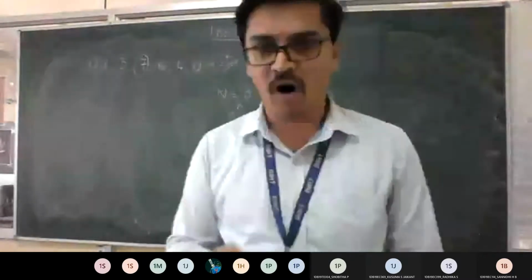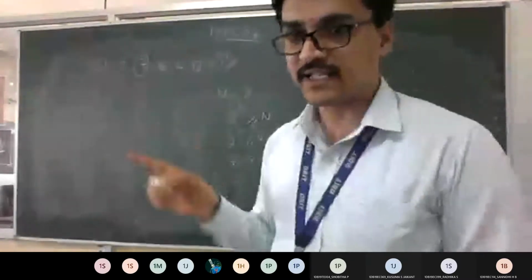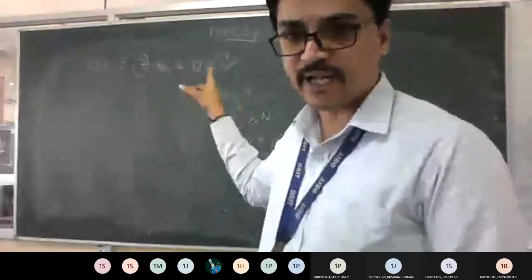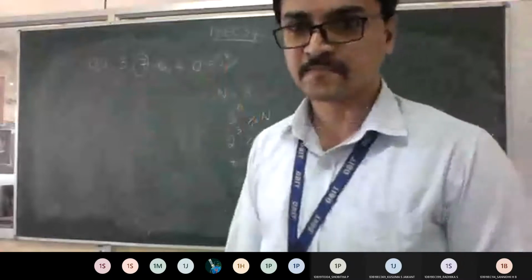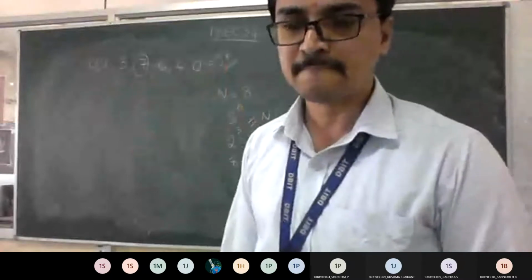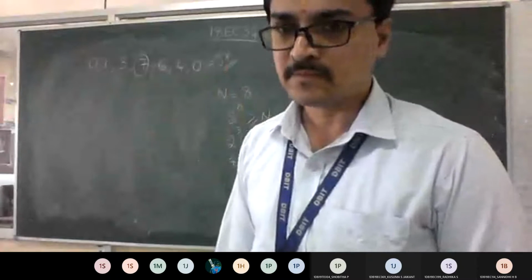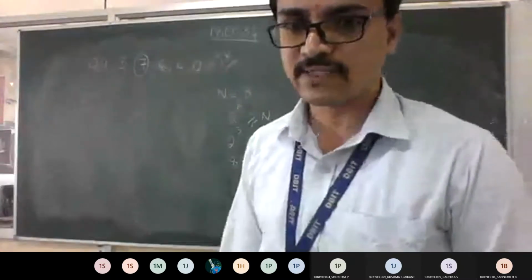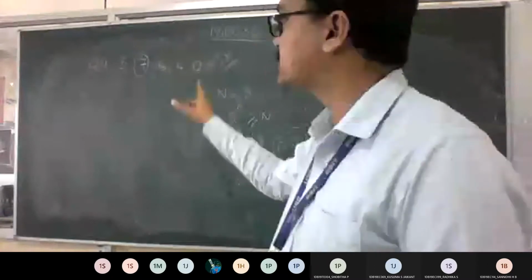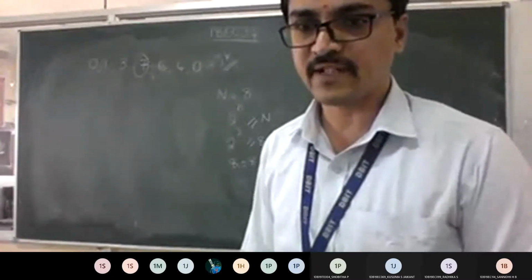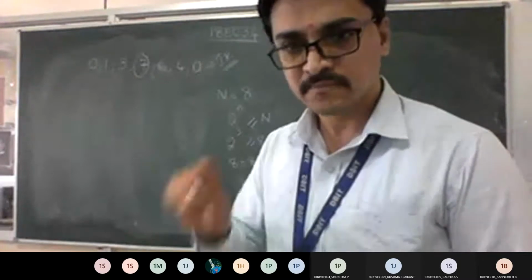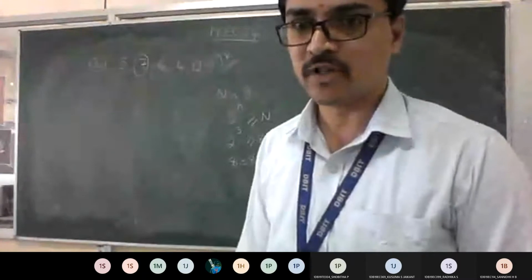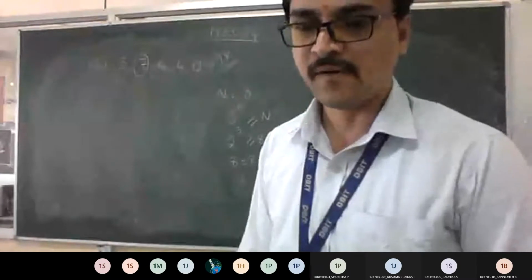See, instead of asking for a mod 8 counter, they have given a sequence. There is a difference between a mod 8 counter and this. Can anyone tell me what the difference is between a mod 8 counter and this counter? This is also like mod 8 only, right? What difference can you find here? Sequence.